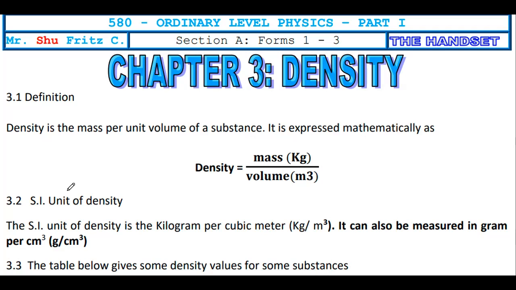So define density. Density is defined as the mass per unit volume of a substance measured in grams per cm cube or kilograms per meter cube. You know, we mostly use kilogram per meter cube, right? So that is what we have. Density is measured in grams per cm cube. Normally, we work with kilograms per meter cube, but what happens if you are given grams per cm cube?